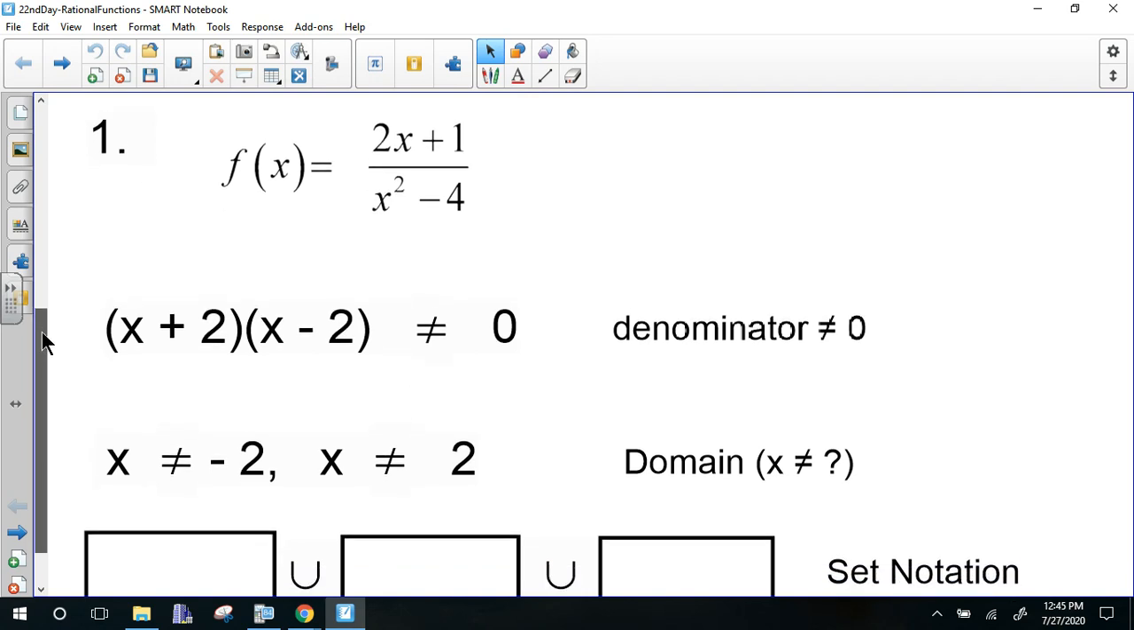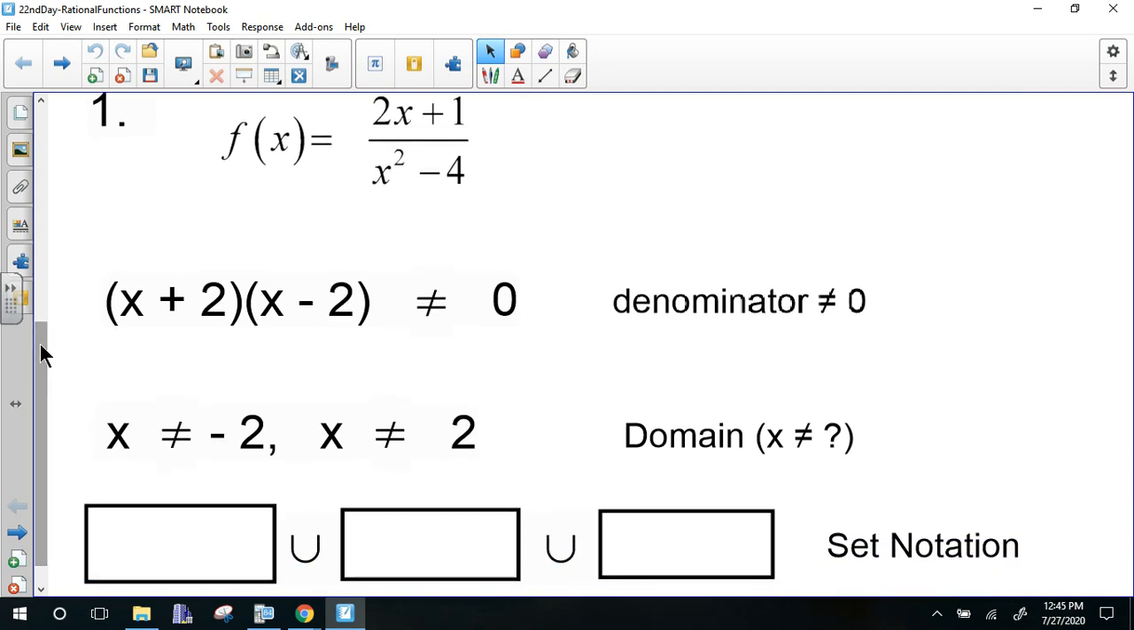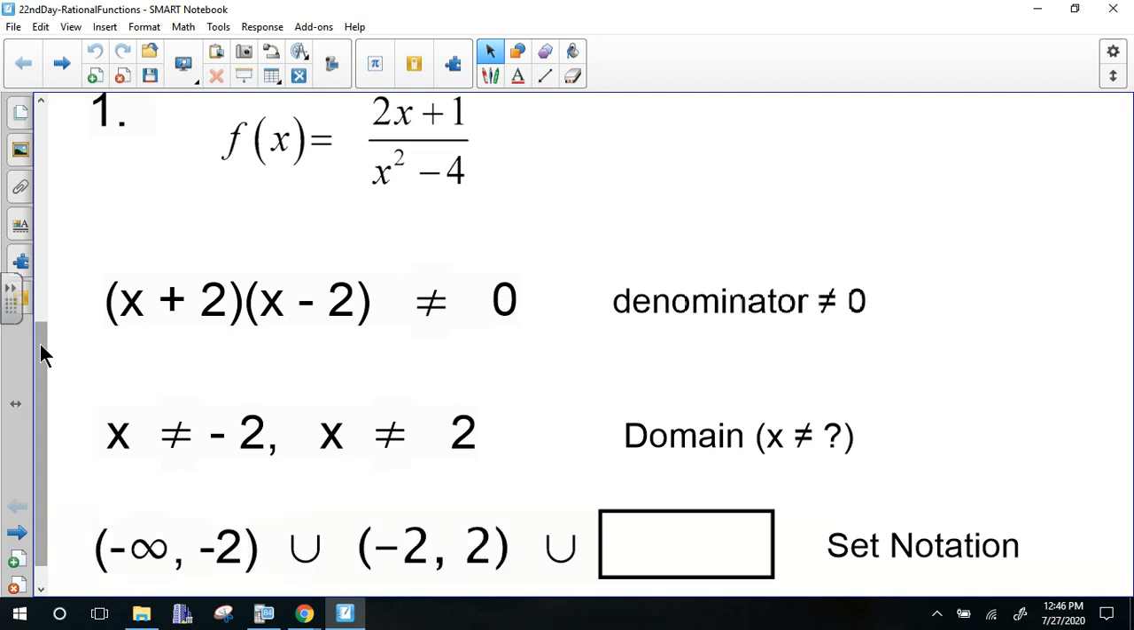So if we want to write our domain in set notation, we're going to go from -infinity to -2, but we're not going to include the -2. We're going to go from -2 to 2, but not include either of those. And then we're going to go from 2 to infinity, but not include the 2. So that's how we would write the domain for this rational function.